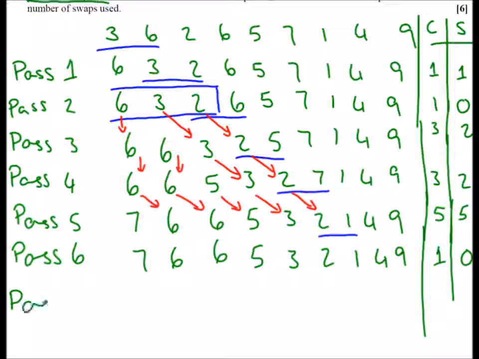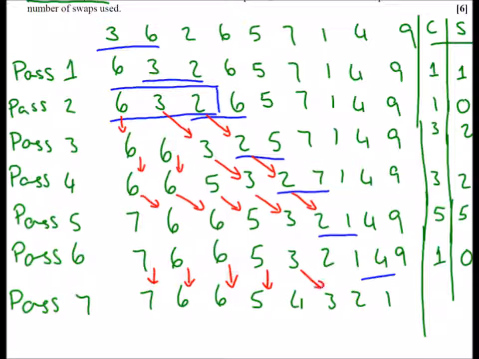In pass 7, well, now I'm comparing my 4 and my 1. We get 7, 6, 6, 5, 4, 3, 2, 1. And that was my 7's not moved, my 6 hasn't moved, my 6 hasn't moved, my 5 hasn't moved, my 3 did move, my 2 did move, and my 1 moved. So that was 3 swaps and 4 comparisons.